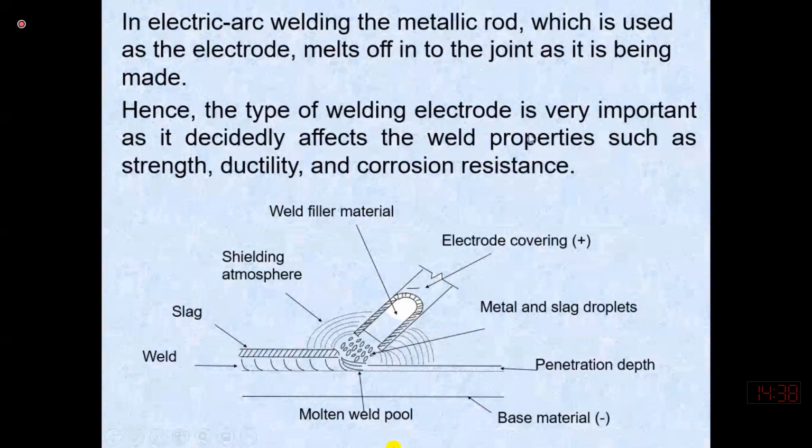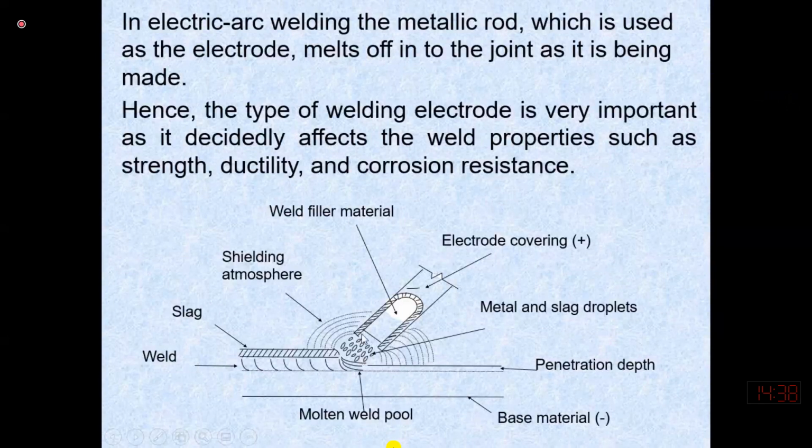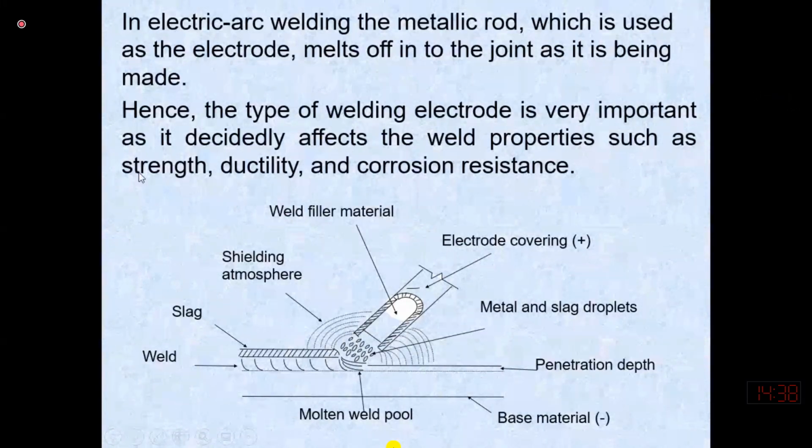Hence, the type of welding electrode is very important, as it decidedly affects the weld properties such as strength, ductility, and corrosion resistance. Actually, the two pieces which are to be welded are joined together with the metal used in the electrode. So the strength of the electrode metal should be more than the base metal. Base metal means the pieces which are to be joined. The strength of the electrode may affect the efficiency of the joint. Efficiency means the strength of the joint, its ductility, or its corrosion resistance.